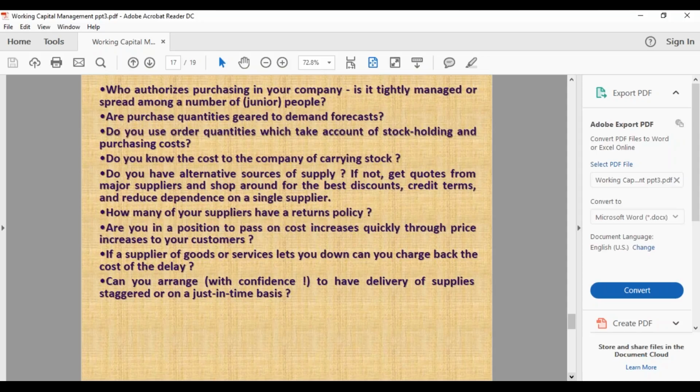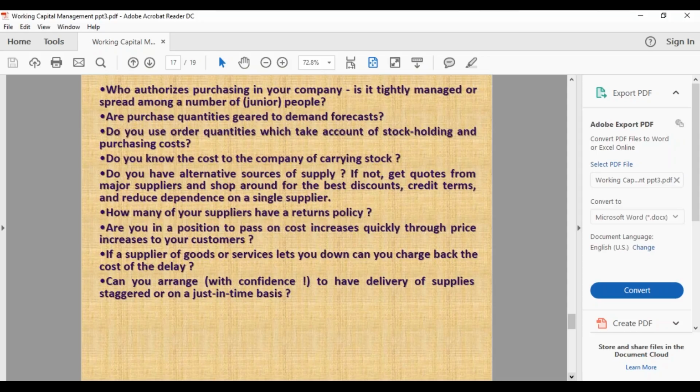Are purchase quantities geared to demand forecast? Demands might change, so the purchase has to match the forecasted demands. If there's going to be a high season like festive season, you might have to place more orders in order to meet the demands. And if you are going to have a low season, then you have to place a lesser order accordingly. You have to always forecast the demand accurately. Otherwise, you'll not be able to manage the inventory well.